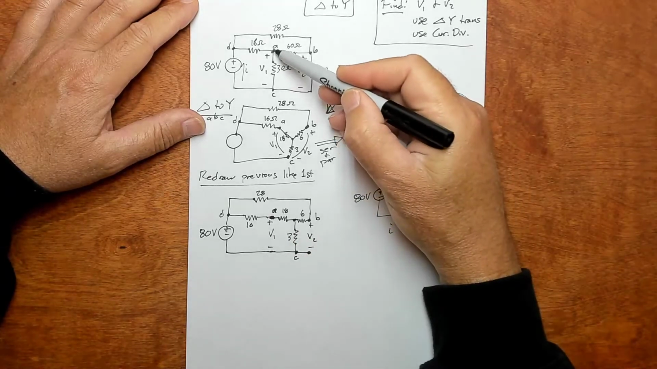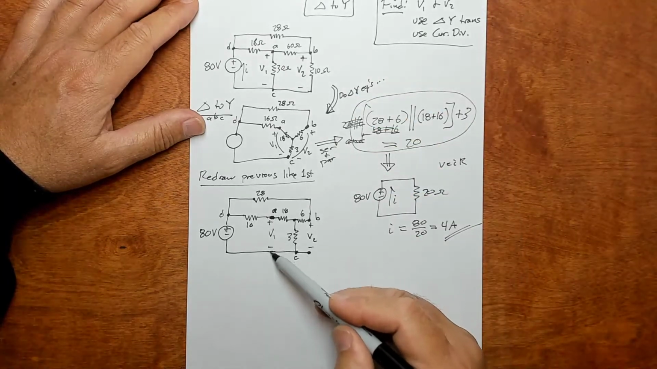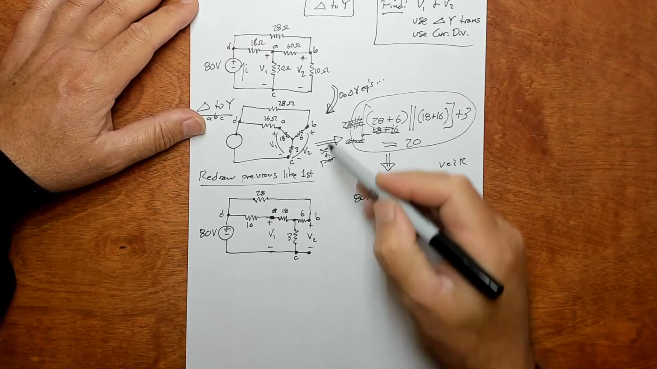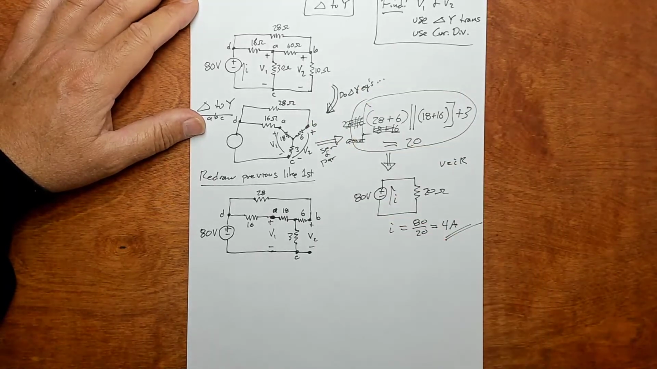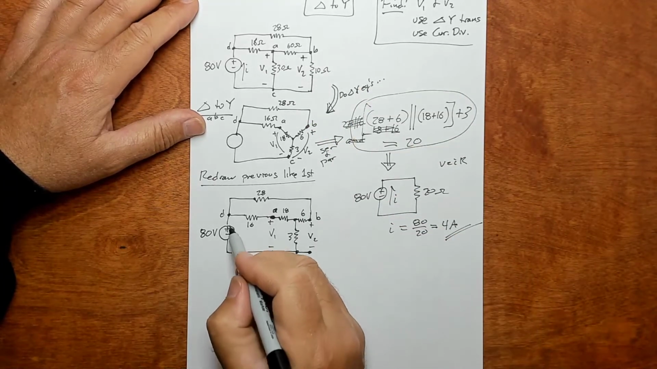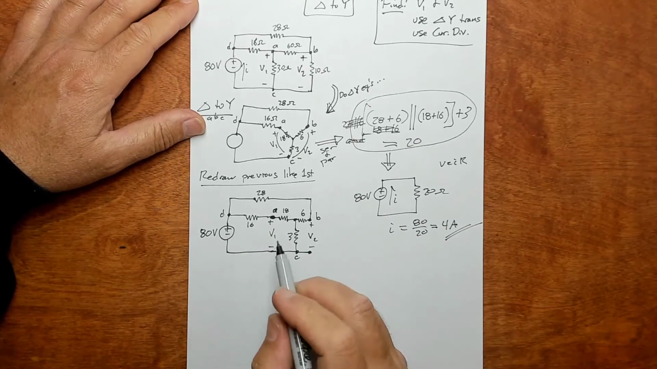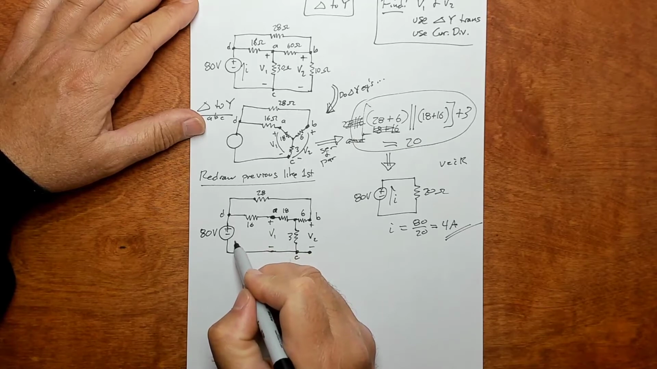So V1 is between nodes A and C. Between nodes A and C, it's right here. And V2 is between nodes B and C. Okay, let's label a couple more currents here, and then we'll be able to get V1 and V2 if we had all these currents.